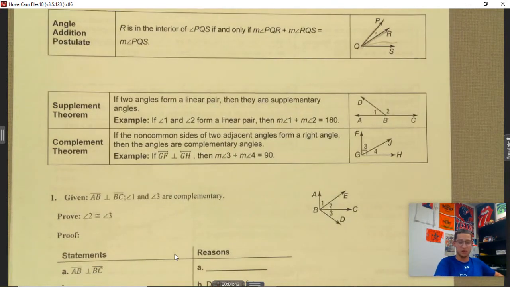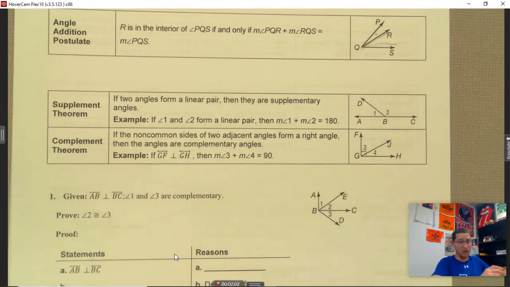The supplement theorem: if two angles form a linear pair, then they are supplementary angles. We've actually already talked about the fact that things are supplementary, and we've talked about linear pairs. This is just a theorem to talk about that statement.